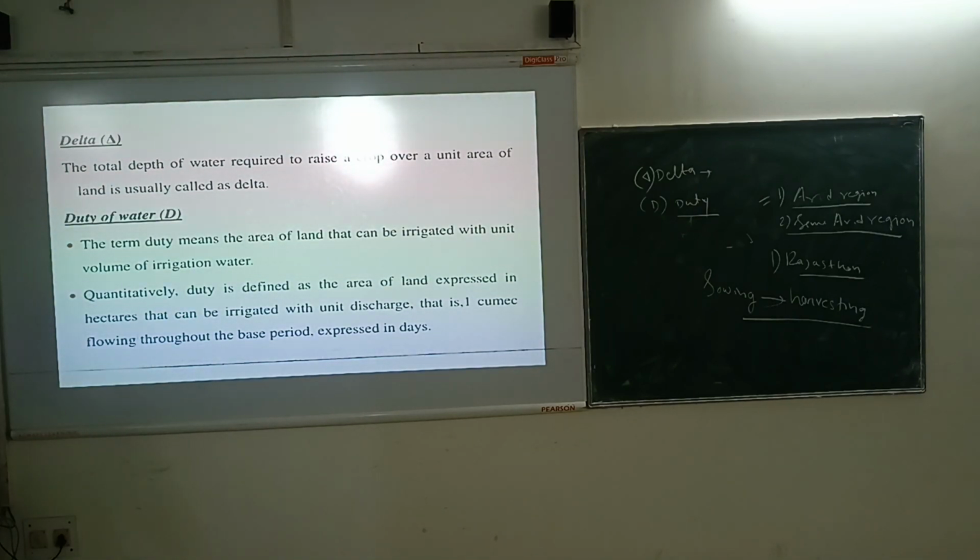So duty of water and delta, these are the two important terms. So one is your B, one is your D, and another one is the delta. B is always the base period or crop period, which is expressed in days. And delta is the total depth of water, so this is expressed in centimeter. Clear?